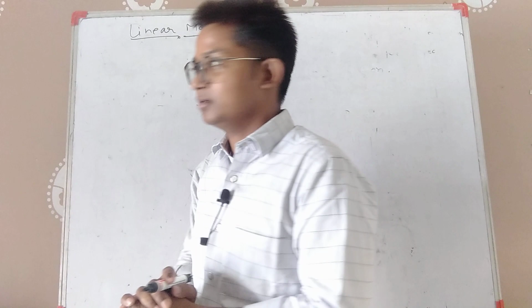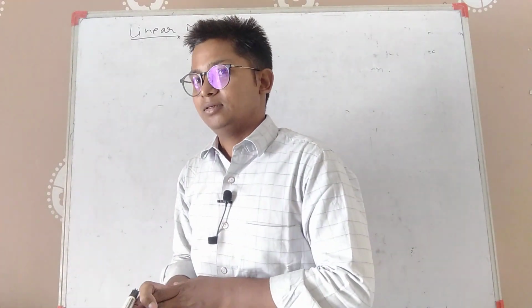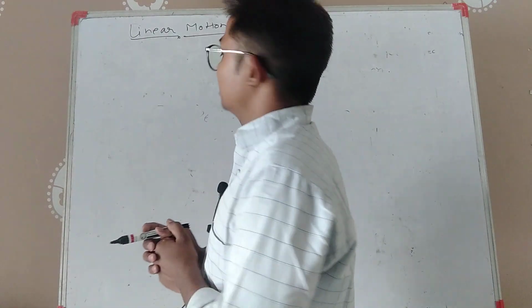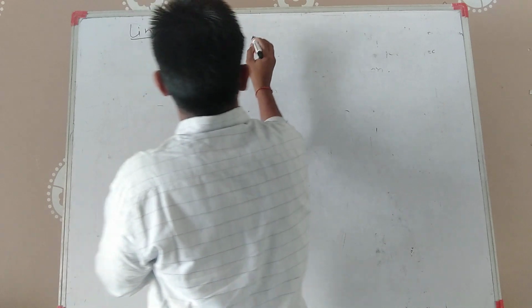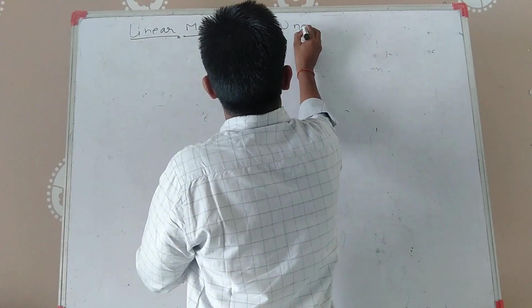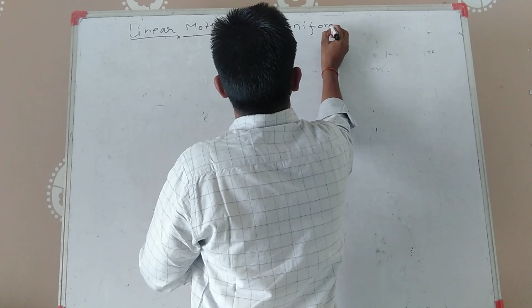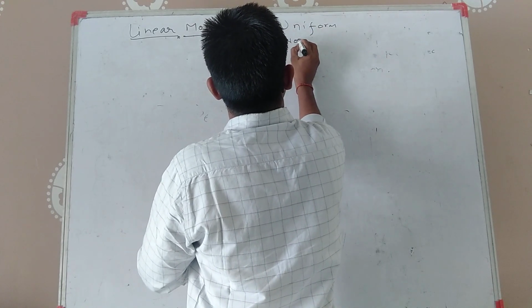We have already defined what linear motion is: the motion of an object along a straight line path is said to be linear motion. Linear motion can be uniform or non-uniform. Linear motion can be uniform, and the second one is non-uniform.